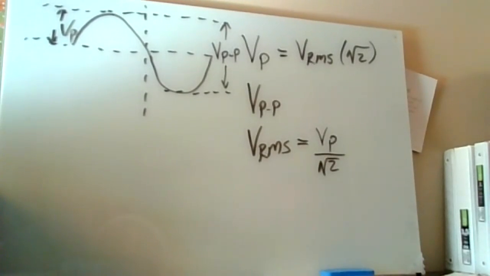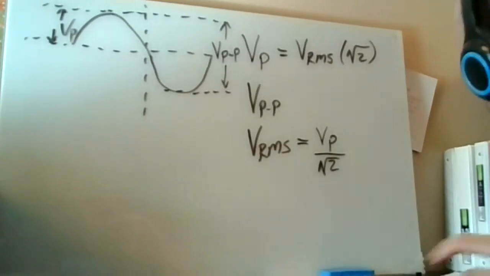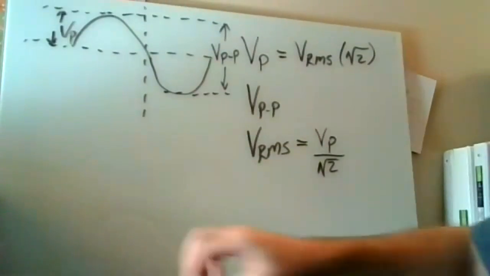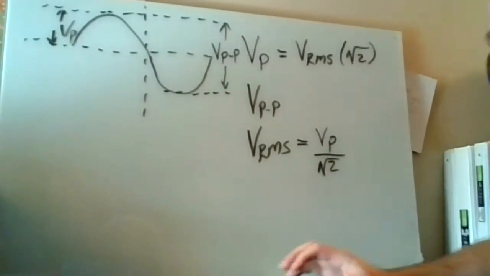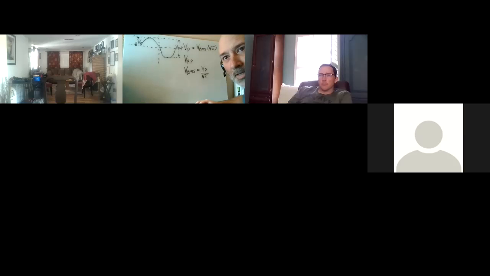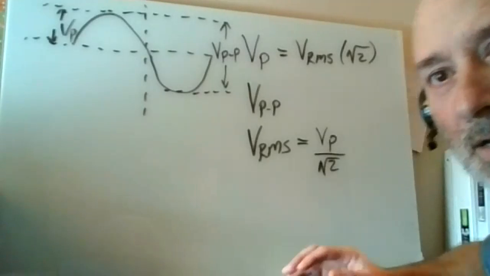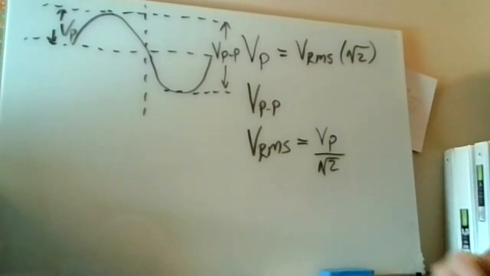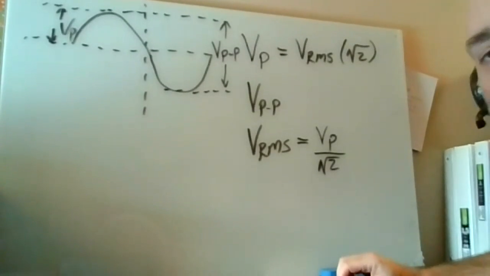We're just dividing or multiplying by the square root of 2, and to get peak to peak, we're just going to double our volts peak. Okay, we got our peak to peak. Good, because we're going to try a few. We're going to do one together, and then I am going to put something up here and let you guys do them.